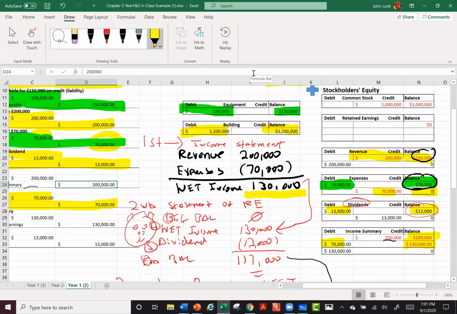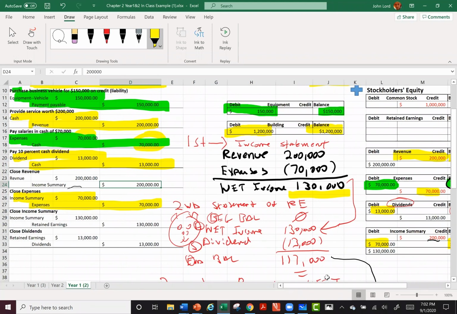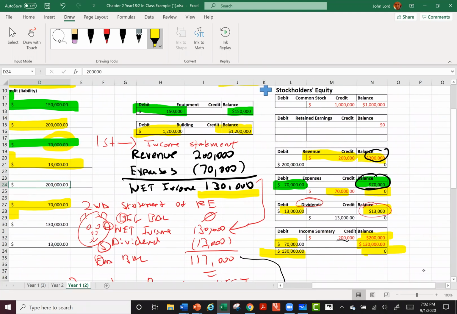So I've got to get it out of income summary and into retained earnings. Right now, there's a $130,000 credit balance sitting there in my income summary. So to get it out of income summary, I'll debit it 130,000. When I debit it, now my income summary shows zero. Beautiful. That's what I want, because my income summary has to show zero, just like my revenue, expenses, and dividends, because I want to keep track of my income by year.